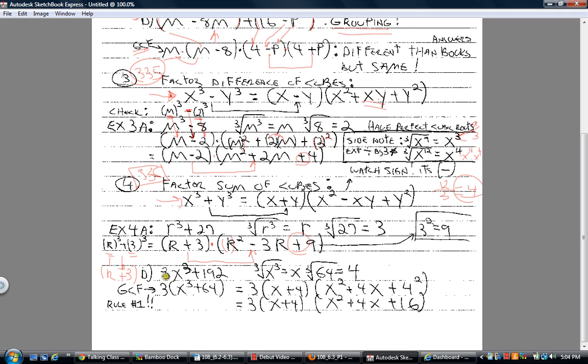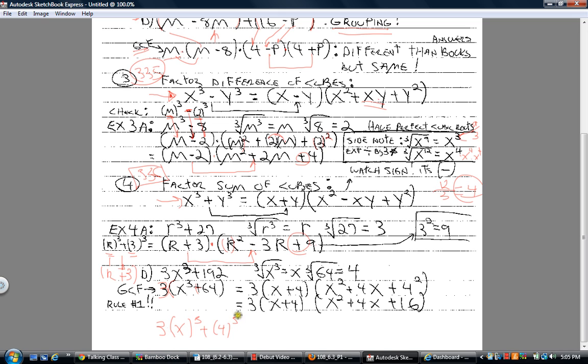Example 4D says 3x cubed plus 192. I see the cubing in there and I go, ooh, I don't know if I could take the cube root of 192. However, rule number 1, always look for a GCF, which is a 3. You pull it out. What are you left with? X cubed plus 64. Now you bring the 3 down. Do you have the sum of cubes? Can you take the cube root of x cubed? The answer is yes. Can you take the cube root of 64? And the answer is yes. So you've matched the form.